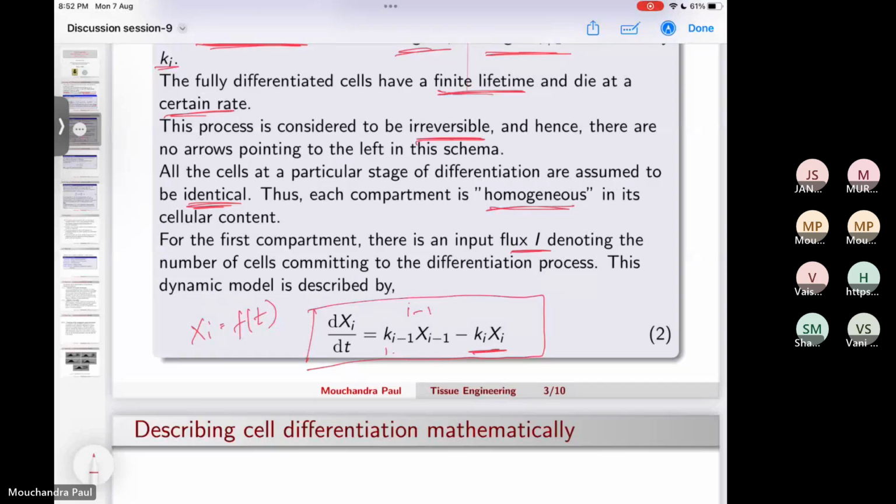So as I was saying, x here is a function of time only. You understood why it is a function of time? Because with time, the cell number is changing in each compartment, right? Because cells are moving forward from compartment i-1 to the next compartment, the ith compartment. This is the mathematical equation that is used to describe this dynamic nature of this compartmental model of differentiation.